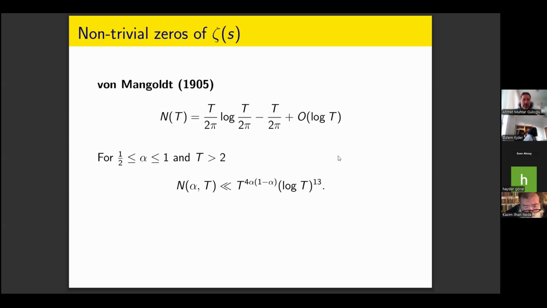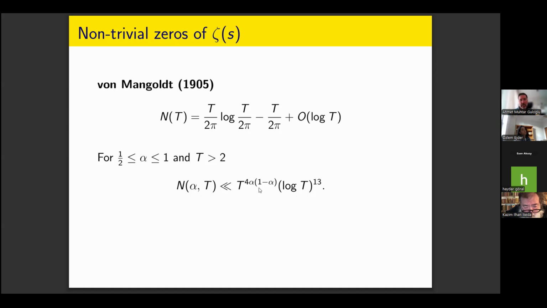Here's the result that people studied. What happens if you look at the zeros, again up to height t, but now you require that the real part of the zero should start from alpha and go up to 1, where alpha goes from 1/2 to 1. One of the earlier results, not the best result, is that the number of zeros in this region, in the smaller box, is given by this formula.